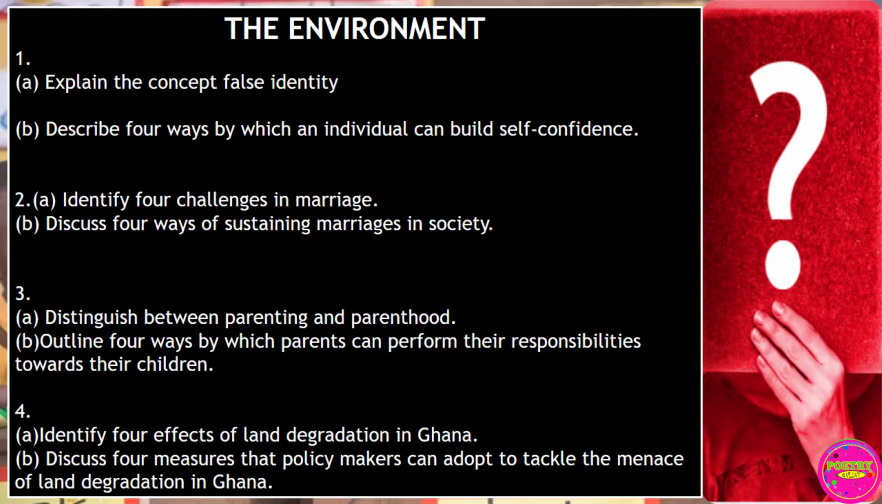Question 3. A. Distinguish between parenting and parenthood. Question 3b. Outline 4 ways by which parents can perform their responsibilities towards their children.